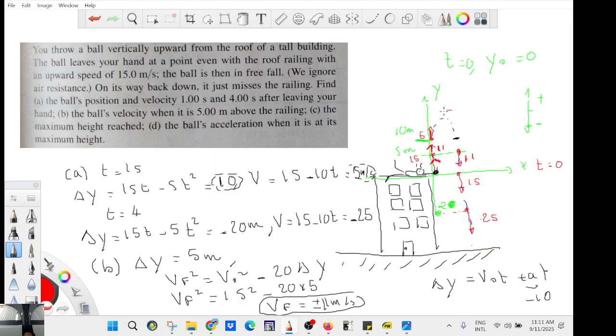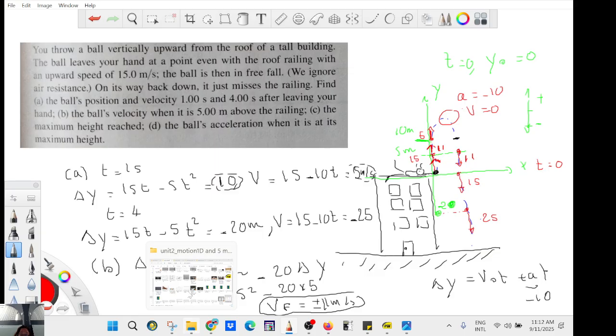What is the acceleration at the top? -10. Very good. Always -10. The velocity equals 0, but the acceleration is -10. Typical question, easy to trick students. It's always -10. That's right. Any question? Okay, so this one is really not hard, and it's from your book.